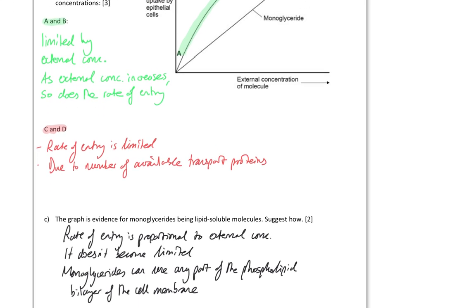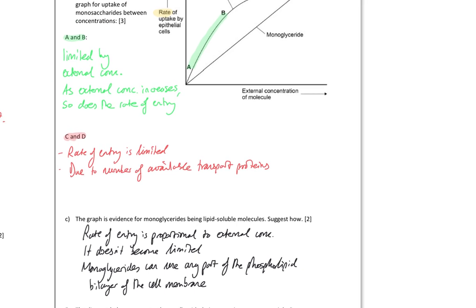The graph is evidence for monosaccharides being lipid-soluble molecules. Suggest how? Well, that's because the rate of entry is proportional to the external concentration, or it doesn't become limited. It's just going up. As I increase it, it goes up. More equals more, more equals more. And that's because monoglycerides can use any part of the phospholipid bilayer of the cell membrane to move across.